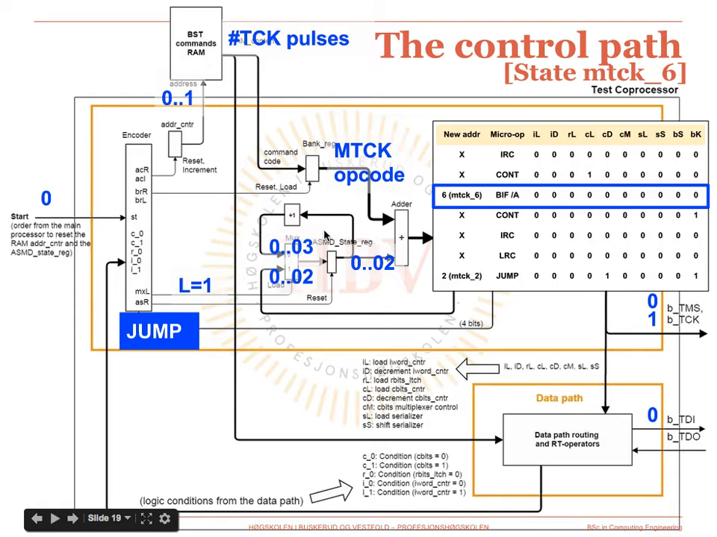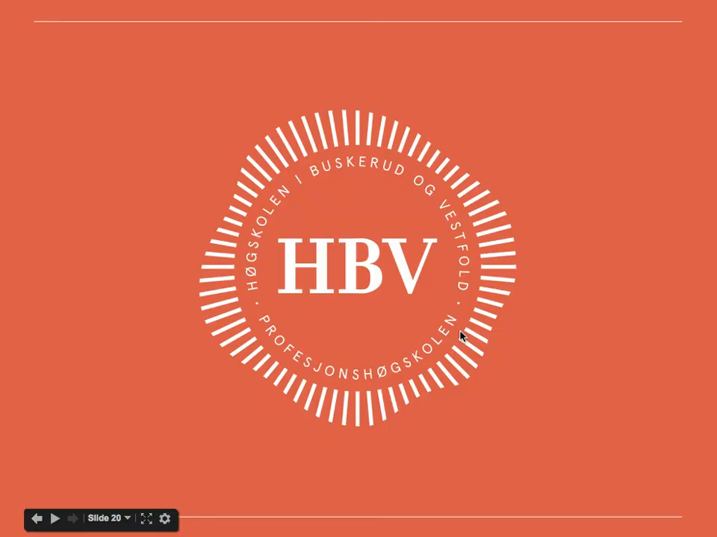So the value coming from the new address field in the microprogram memory is set to define the offset that will take place from position 6 to position 2. This is 0, 1, 2. The board TCK pin is driven to 1 as required, as you see here. From this point on, we would simply return to state MTCK2 and continue from there as we saw earlier.